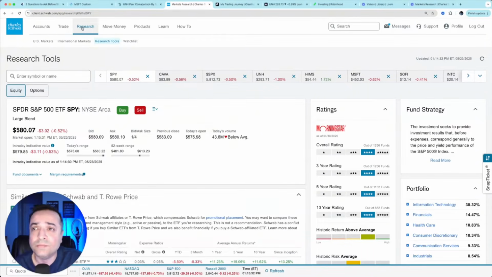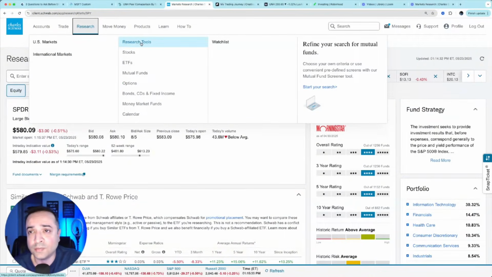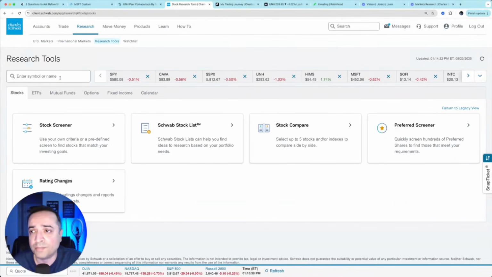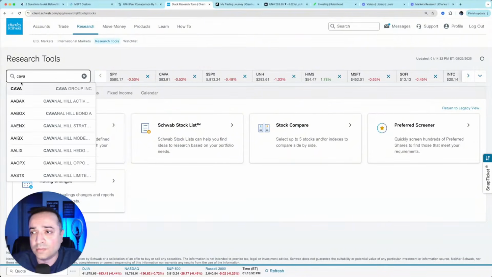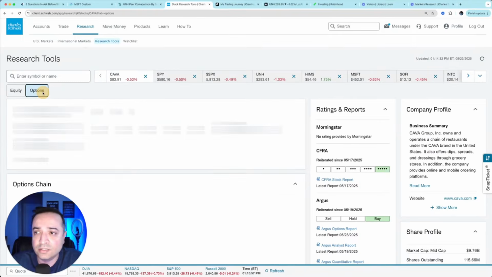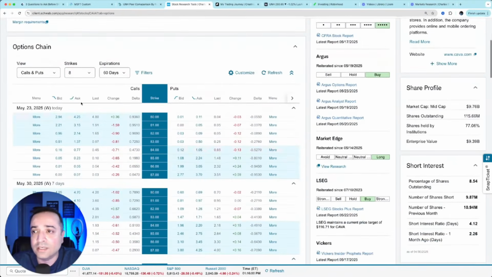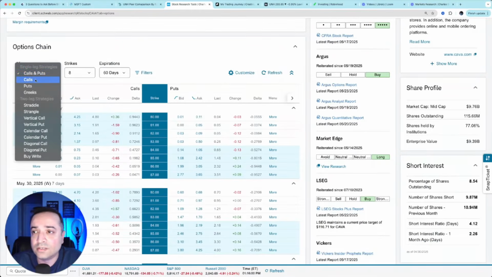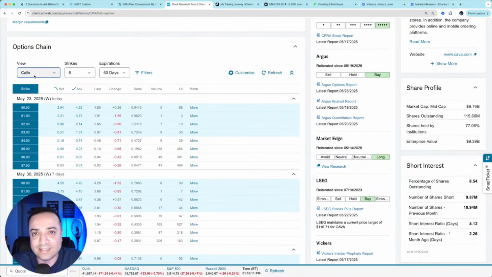So first off, now that you own 100 shares or whatever it is, you're going to go into your Charles Schwab account, click on research tools. This is going to pop up. I own a few hundred shares of Kava, so I will actually place a trade with you guys on this tutorial so you see how it works. So I'm going to put in my stock symbol right here, Kava. I'm going to click on options. First thing I'm going to do is select calls, because I'm trying to sell calls against the shares that I own.